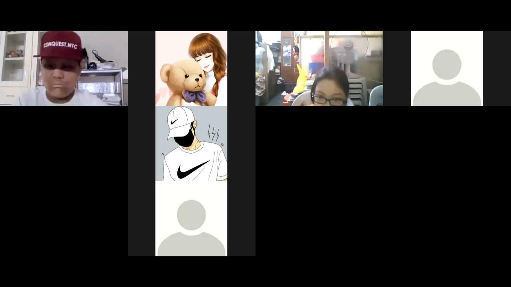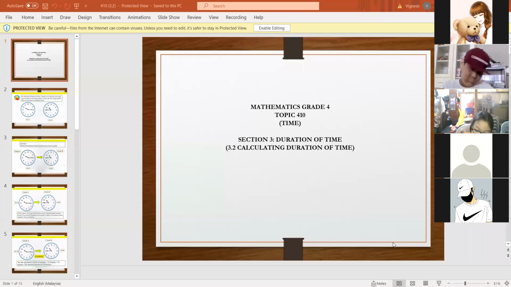So I stopped sharing and I'm sharing again one more slide, which is calculating the duration of time. Okay, we are still in the same topic, section 3, duration of time. Just now, we learned about converting hours to minutes and minutes into hours, right? Now it is about the duration of time. How are we going to calculate the duration of time from one time to another time? Shall we move to slide number 1?